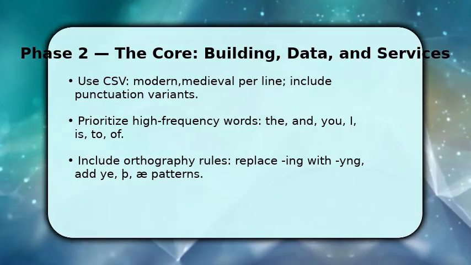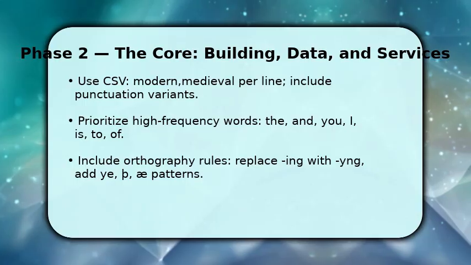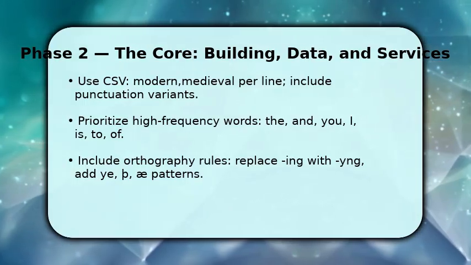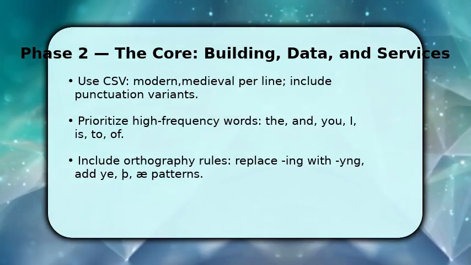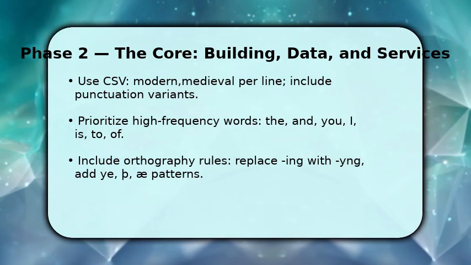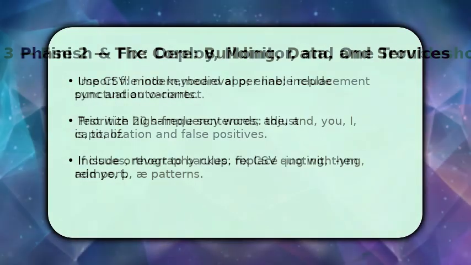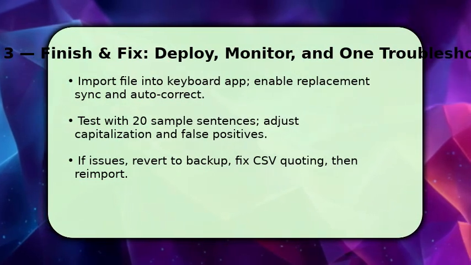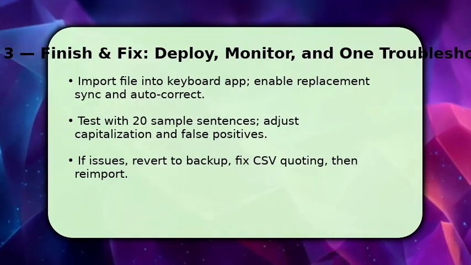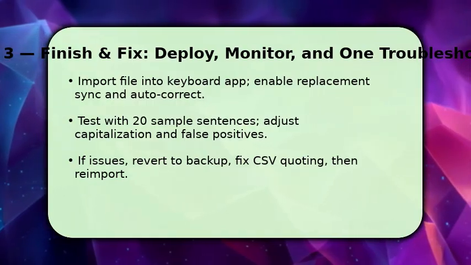Also encode orthography rules such as changing ing to unge or in, adding ye before nouns, and swapping th to thorn where appropriate. This enforces grammar-like patterns automatically. Import the medieval dictionary into your keyboard app and enable replacement sync and autocorrect so changes apply system-wide.